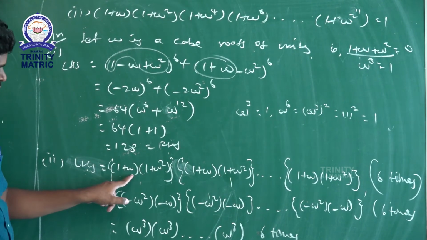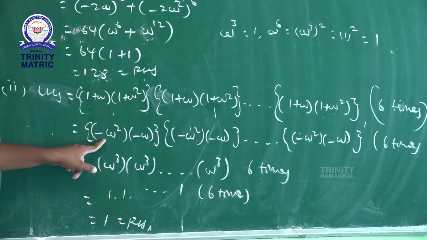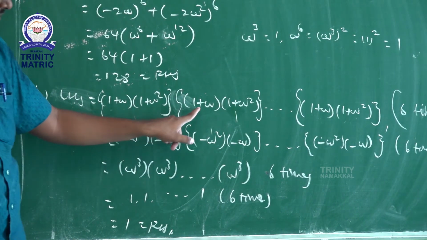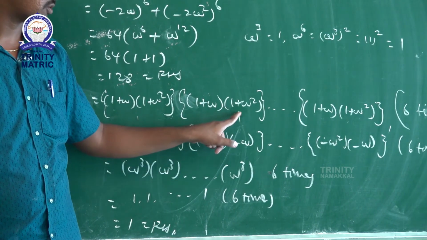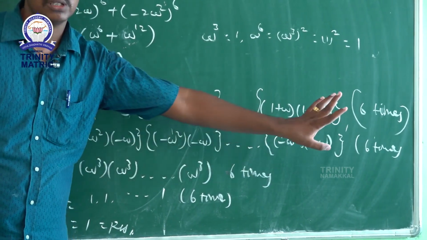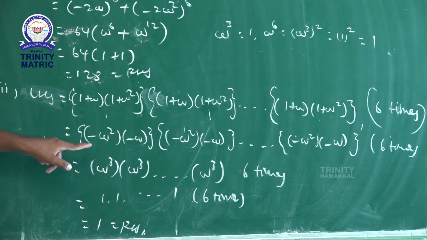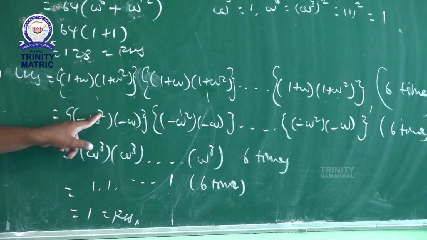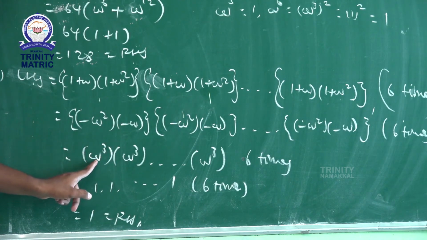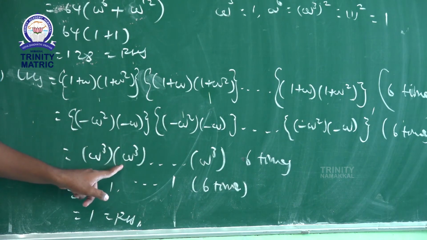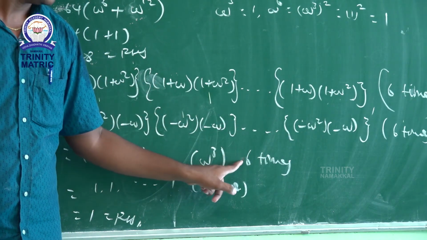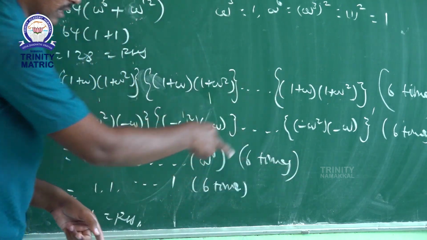Next, the value of 1 plus omega is minus omega squared, and the value of 1 plus omega squared is minus omega. Next, here also 1 plus omega is minus omega squared, 1 plus omega squared is minus omega, and so on. The last one is also the same type, so in total the same 6 times. Next, the product for each pair is minus omega squared into minus omega, minus minus is plus, and then omega squared into omega is omega cube. This is the first term. Next, the second term is also omega cube, and the last term, the 6th term, is also omega cube. So how many times? 6 times, put it here lastly.